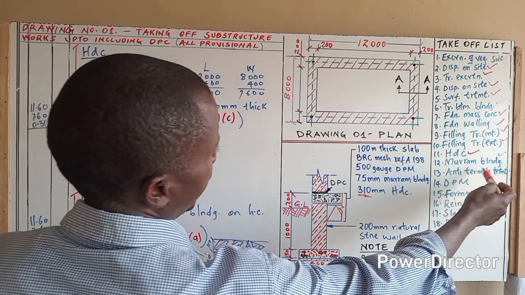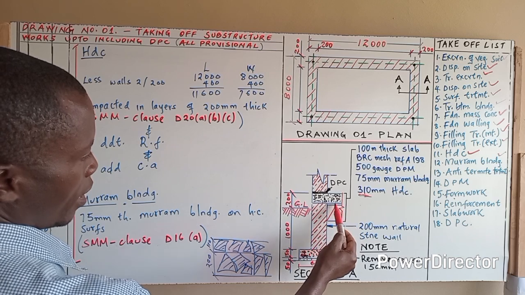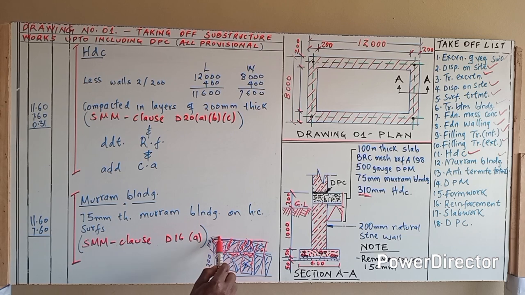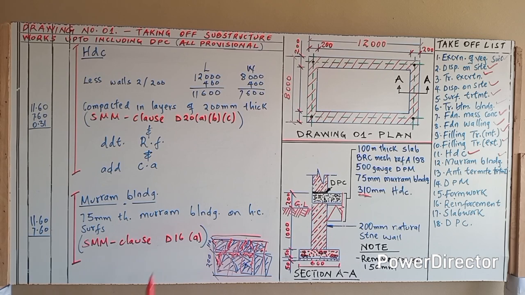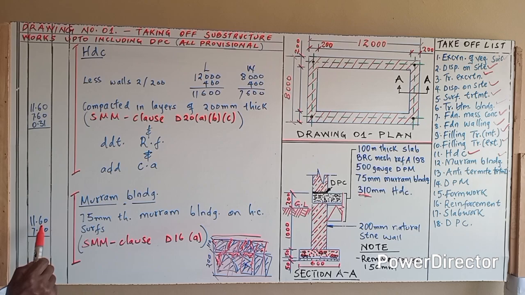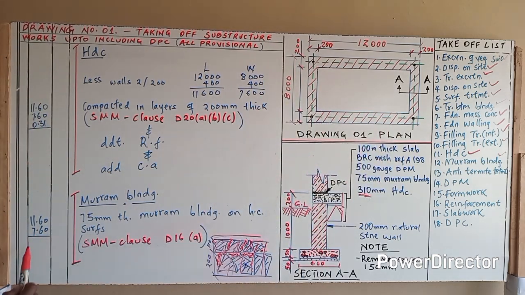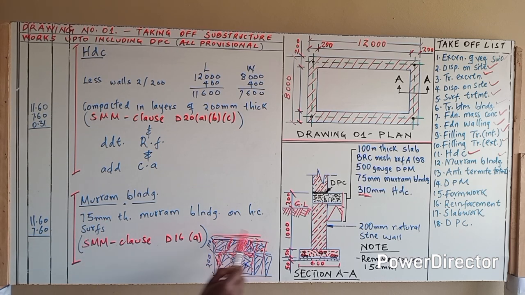Now let us move to the 12th heading, that is the maram blinding. Over the hardcore here, this small gap is that maram blinding I'm talking about. Under this heading, it is explaining even the thickness over this. It must be 75 millimeters thick, maram blinding on this hardcore. Now, if you book this, it is going to be 11.60, that is the length of the room, and the width, that is 7.60, and then close. And then you explain the thickness of that blinding over this. SMM clause D16A will explain more on how blinding is being done.